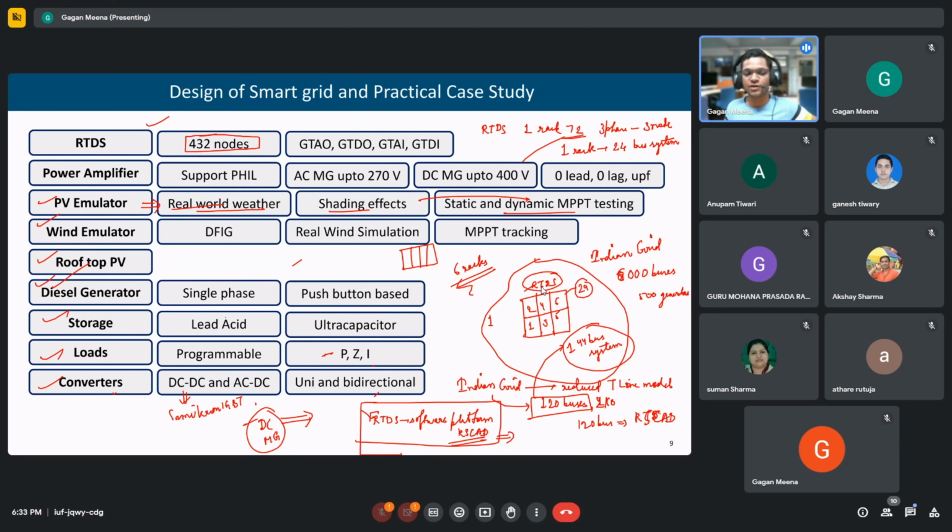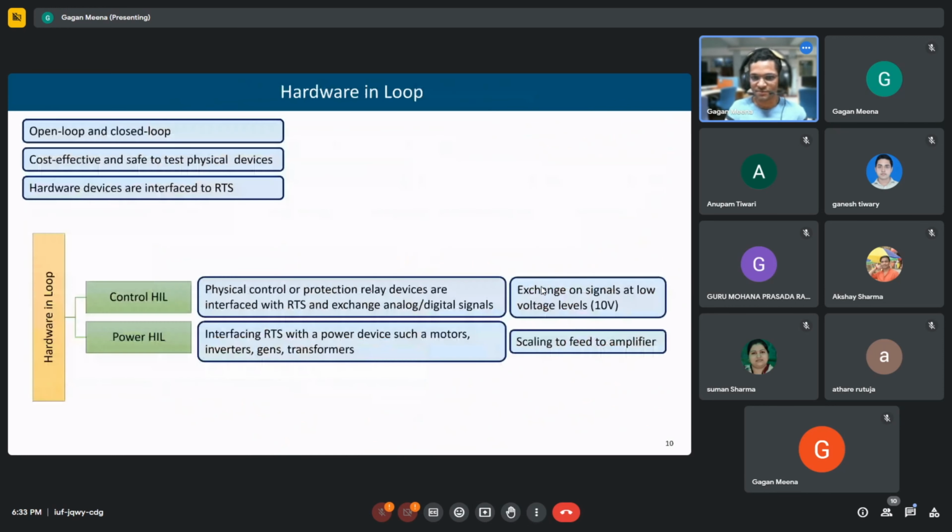Then storage is of two types: lead acid and ultra capacitors also. We have seen in previous weeks that we studied hardware in loop. There are two types of hardware in loop. One that we studied was controller hardware in loop, control hardware in loop. And the second one is power hardware in loop. In control hardware in loop, there is exchange of signals. Here there is exchange of power between the device under test and the real-time simulator. This hardware in loop can be open loop as well as closed loop. If it is open loop, then there is only unidirectional flow of power or signals.